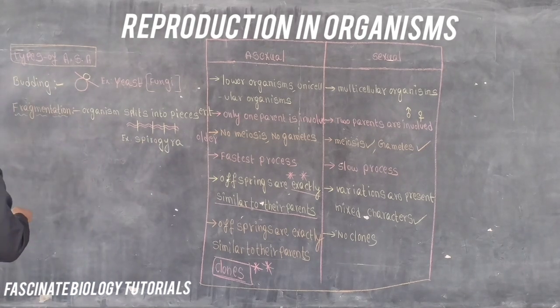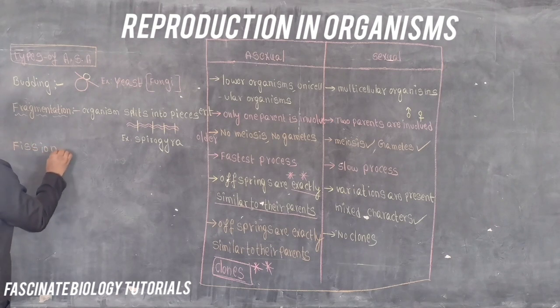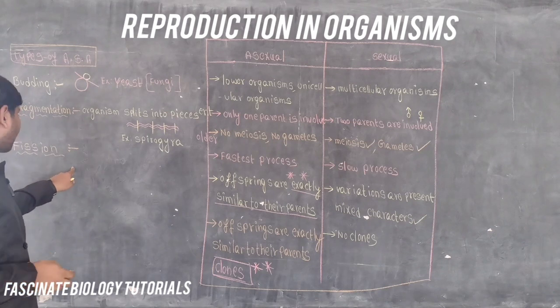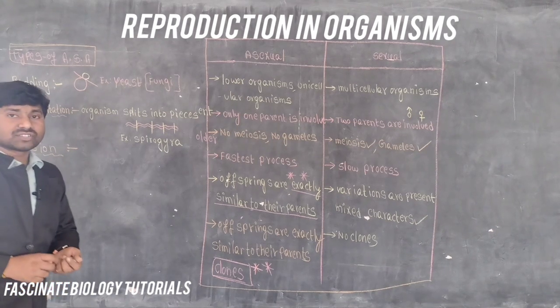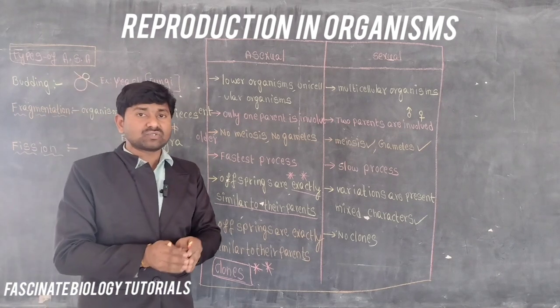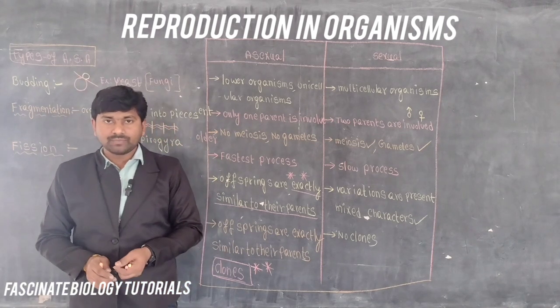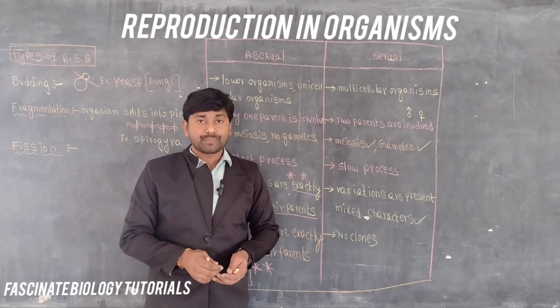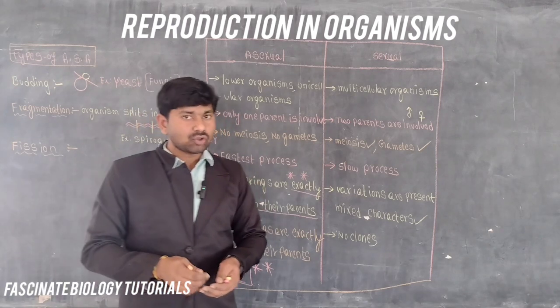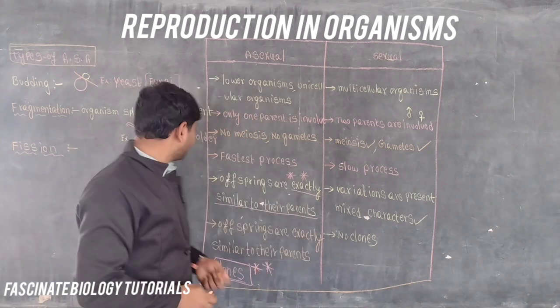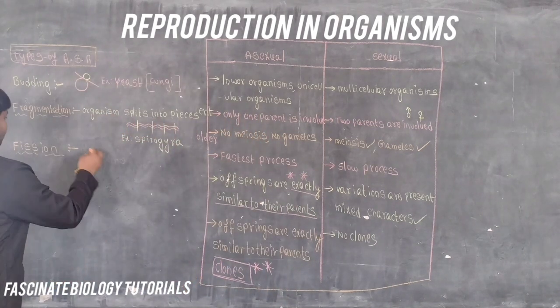And next, the third type is fission. Don't get confused between fragmentation and fission. Fission is one type of asexual reproduction mechanism. In this process one organism splits into only two equal parts. This process is present in amoeba, euglena and paramecium. These organisms reproduce asexually by this mechanism, fission.